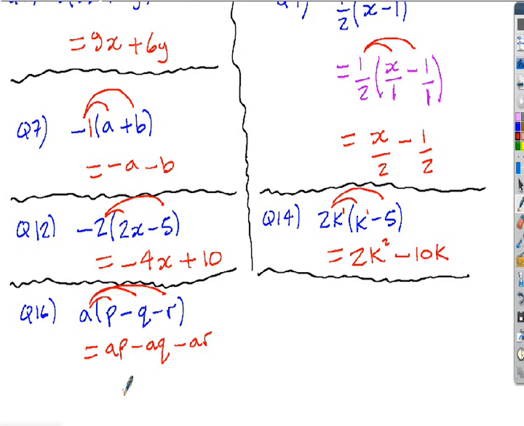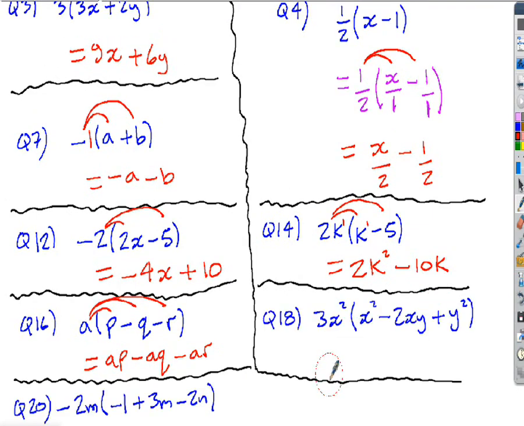Just for reference, it doesn't matter if you've written that as pa minus qa minus ra. The numbers are commutative, so it doesn't matter which way around you write them, but conventionally we put the a in front of the p, as that's the alphabetical order.